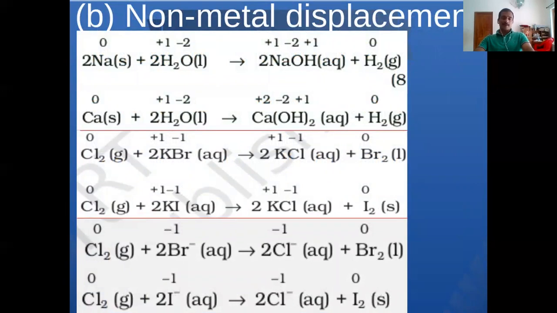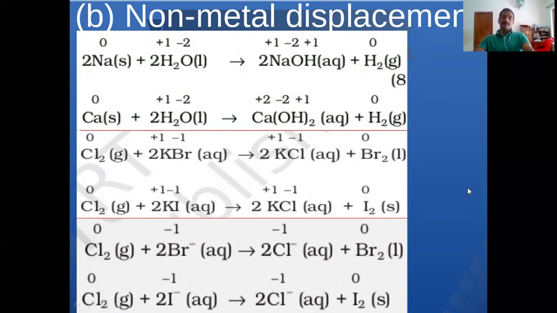Non-metal displacement reactions. Sodium plus H2O. Here, hydrogen is displaced by sodium. NaOH plus H2. H2 is removed. Calcium displaces hydrogen. Ca(OH)2 plus H2. Chlorine displaces bromine. KCl plus Br2. In all these reactions, you can see there is oxidation and there is reduction. So all these are redox reactions.